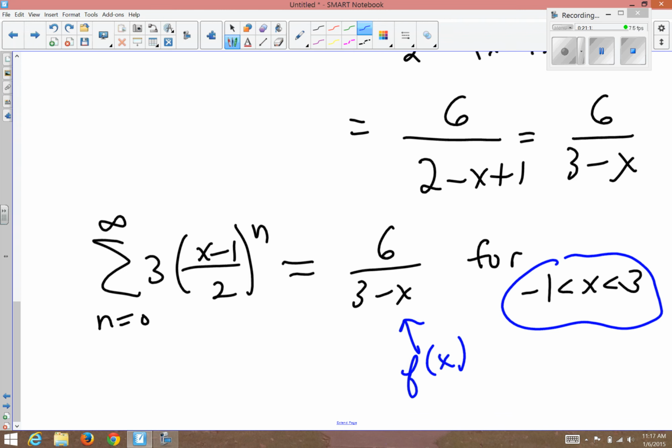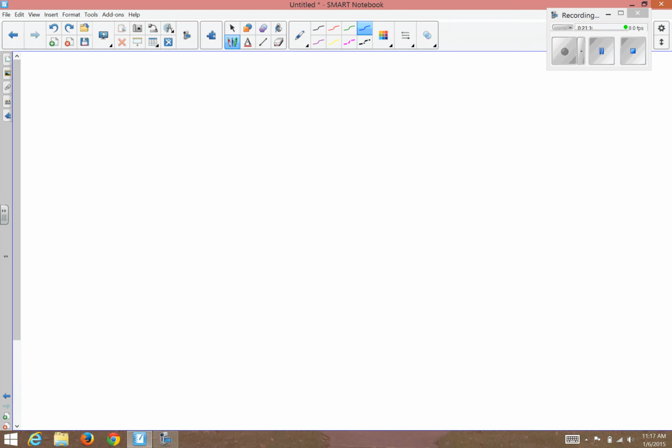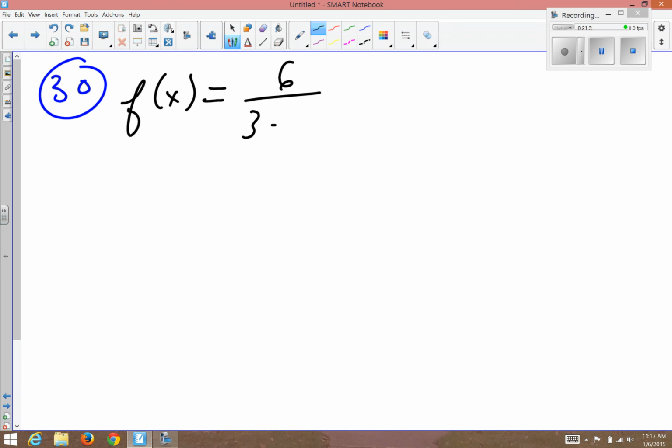All right, now we're going to use this to do exercise 30. So I start by writing down what we just wrote. We have some function of x. You can call it anything you want. I'm calling it f of x is equal to 6 over 3 minus x, which is equal to sigma 3 times (x minus 1 over 2) raised to the nth power, n going from 0 to infinity.